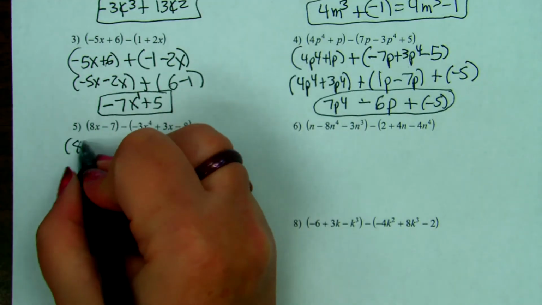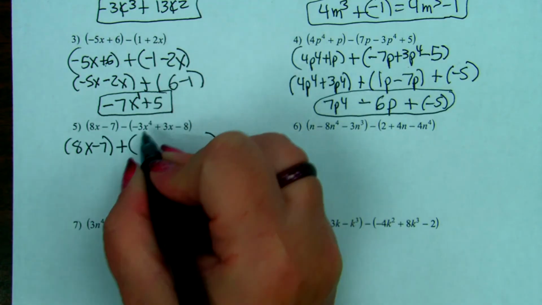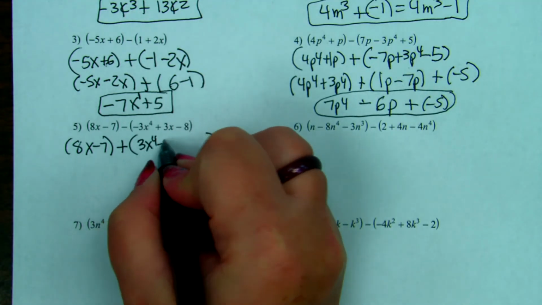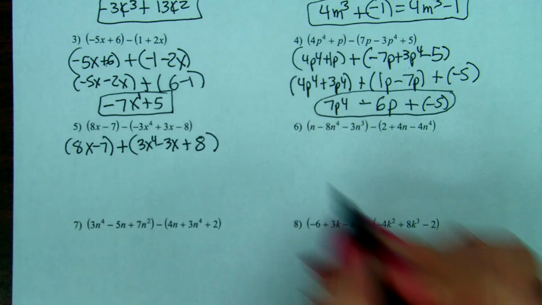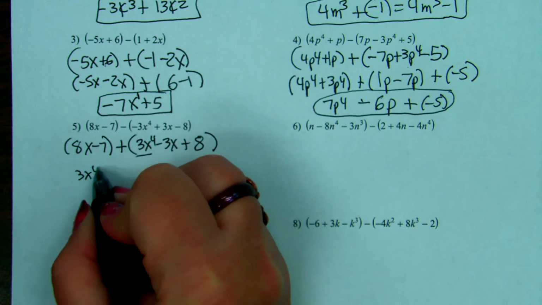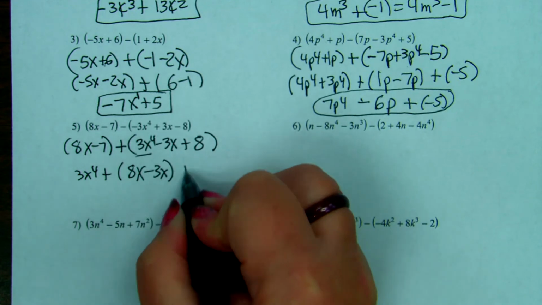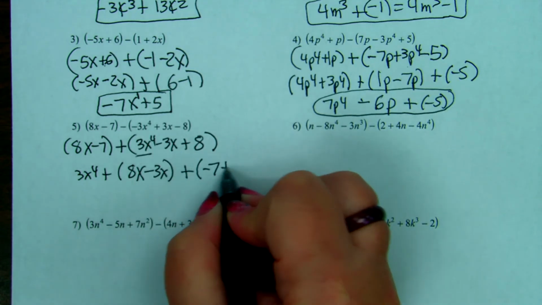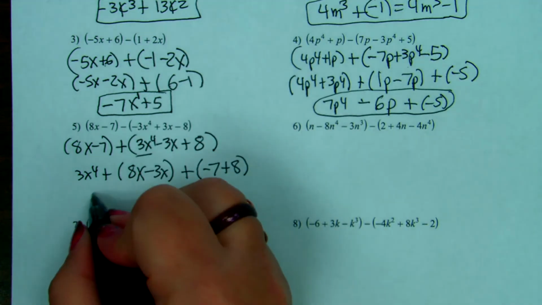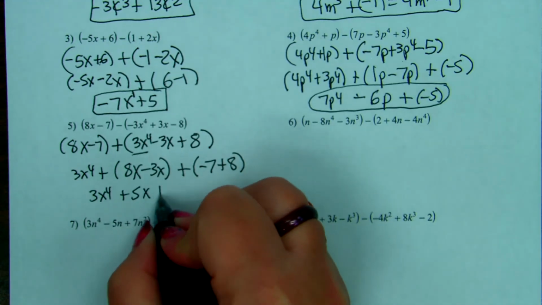So the first term stays the same, plus, change a negative to a plus, and these are going to be the opposite of what they were. So 3x to the 4th minus 3x plus 8. Find like terms. So let's do the 3x to the 4th first, plus, and then the x's, 8x minus 3x, and then the constant terms, negative 7 plus 8. No variables, they're called constants. 3x to the 4th plus 5x plus 1.